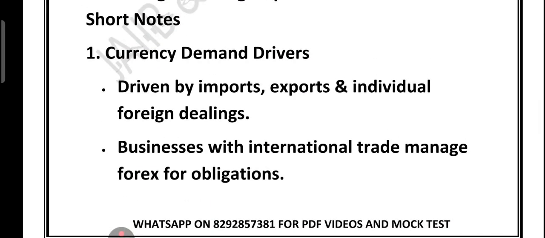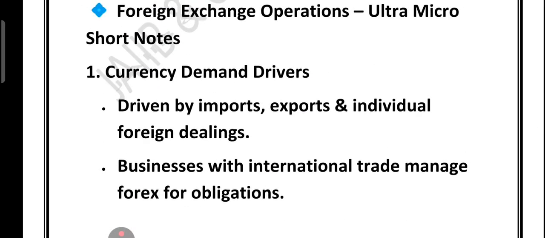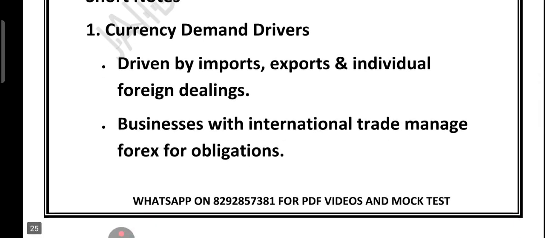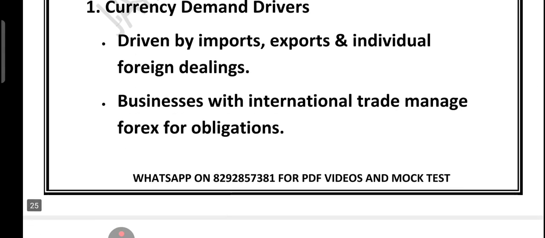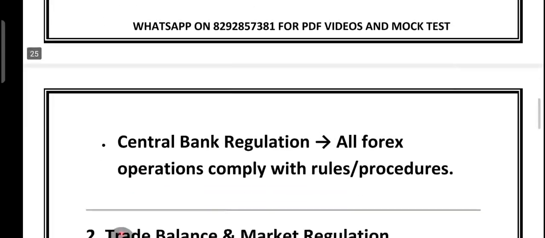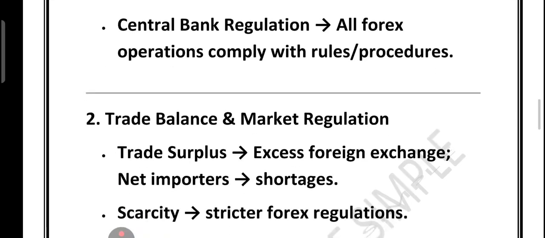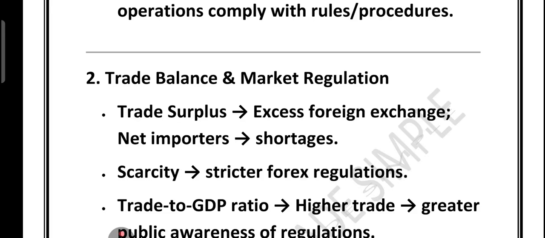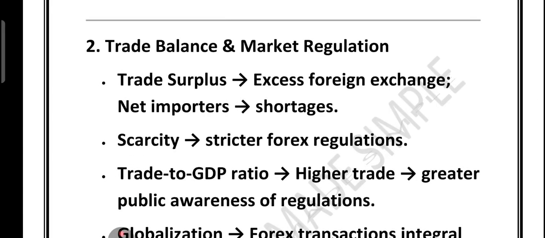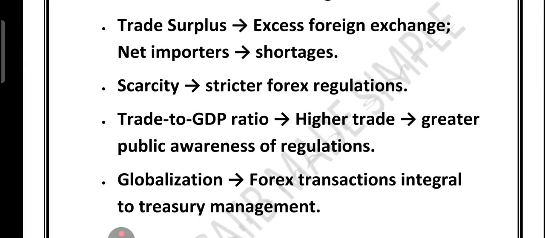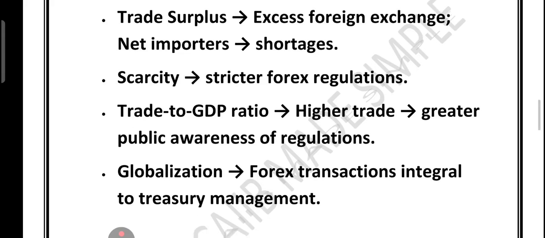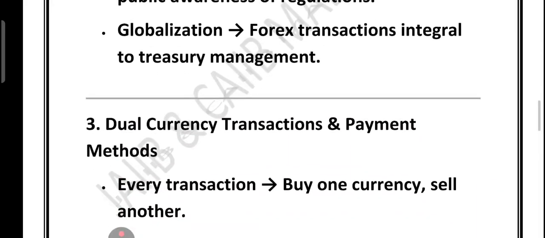Now friends, let's switch our focus to how foreign exchange operation works. Currency demand drivers: demand for foreign currency comes from import, export, individual foreign exchange, and businesses trading internationally, who need forex to meet their obligations. Central banks regulate all kinds of forex operations to ensure compliance with the rules. What's the meaning of trade surplus? It means excess foreign currency available. Net importers may face currency shortage, right? Scarcity leads to strict foreign regulation, right? Countries with a higher trade to GDP ratio have more public attention on forex rules. Globalization makes forex transactions a core part of treasury management. This question may be asked.